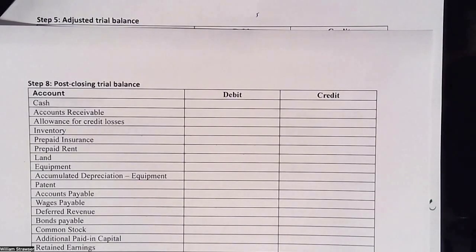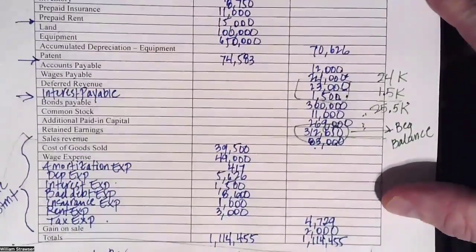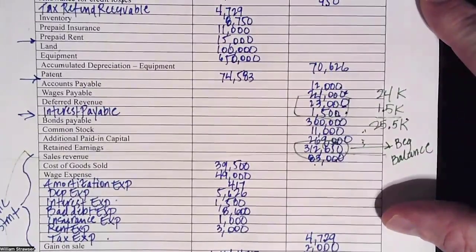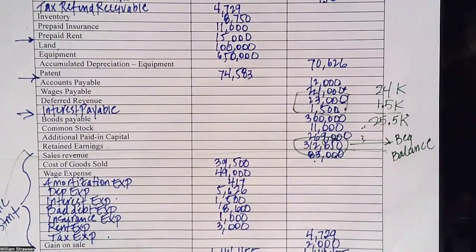All right, so this video is about step 8, which is a pretty easy step here. The best way to think about the post-closing trial balance is to reflect on the adjusted trial balance that we made, and then think about what changed with our closing entries, because the financial statements didn't alter any of our accounts. Remember, with the financial statements, we were just, in some cases, combining accounts.